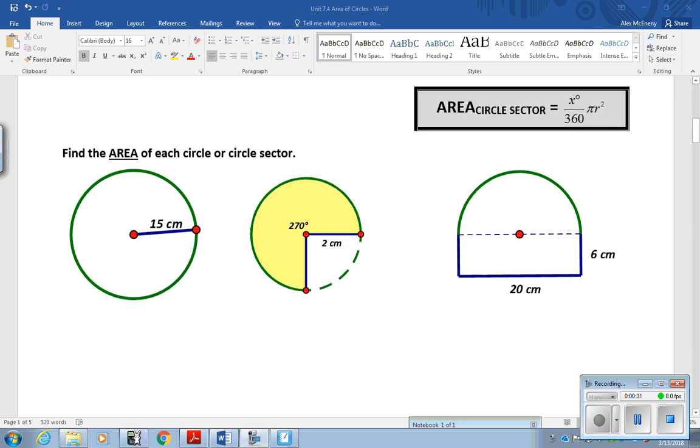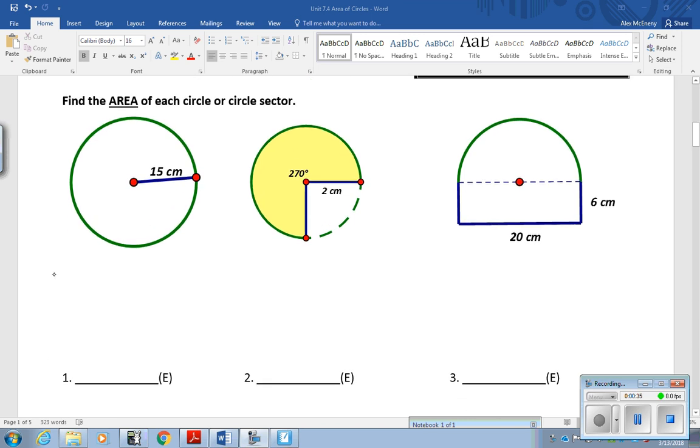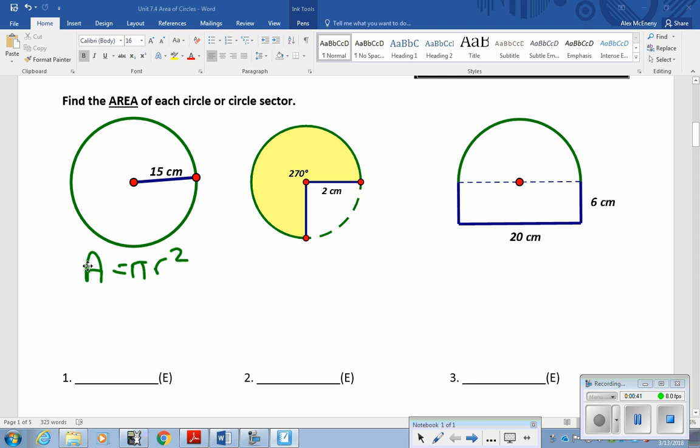I got 3 examples here on the board. The first example, we have a circle. Now the radius in this case is going to be 15, and the radius is going to be the distance from the center of the circle to the outside of the circle.